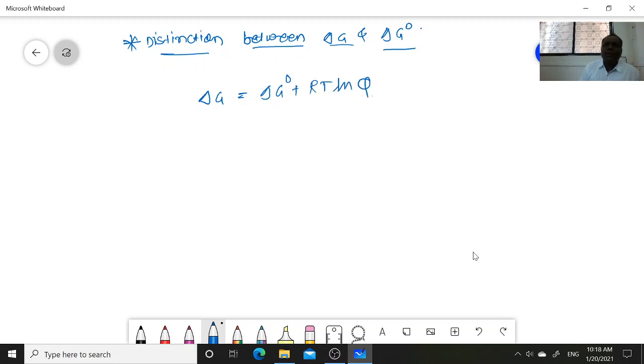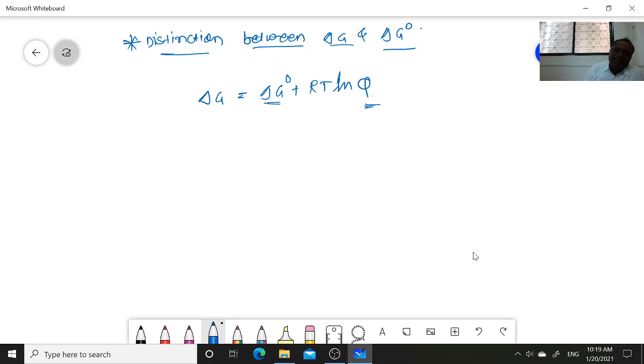ln Q, Q is what? It is the ratio of the concentration of the product to the reactant, that is the Q value. It is the ratio of product to reactant raised to their proper powers. Powers are the stoichiometric factors, that is the number of moles, that we have learned, right?